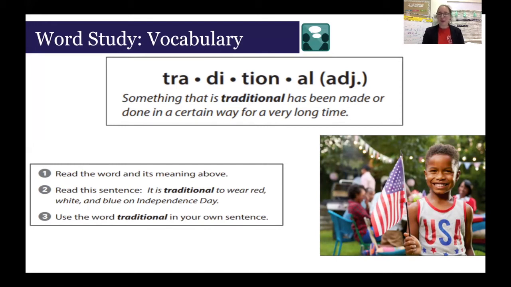in a certain way for a very long time. For example, it is traditional to wear red, white, and blue on Independence Day. Traditional. Again, in your notebooks, I want you to come up with your own sentence using the word traditional.